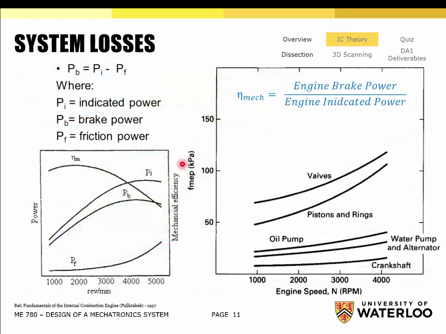So we'll talk about that now. System or mechanical losses. Don't really concern yourself with the stuff on the left here. It's mainly just for reference. What we have on the right is engine speed versus FMEP, which is friction mean effective pressure. It's just an indicator of work, let's say the amount of work or energy that's being consumed by any of these different systems.